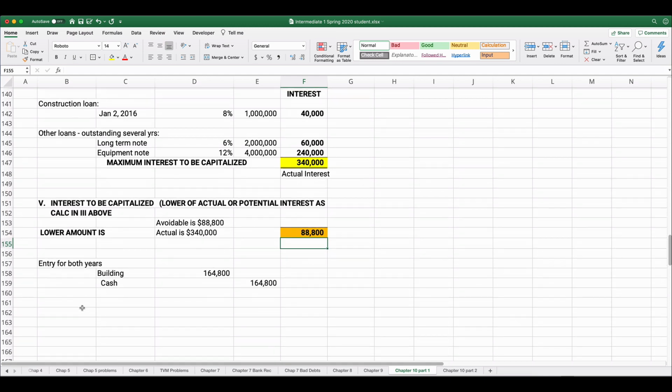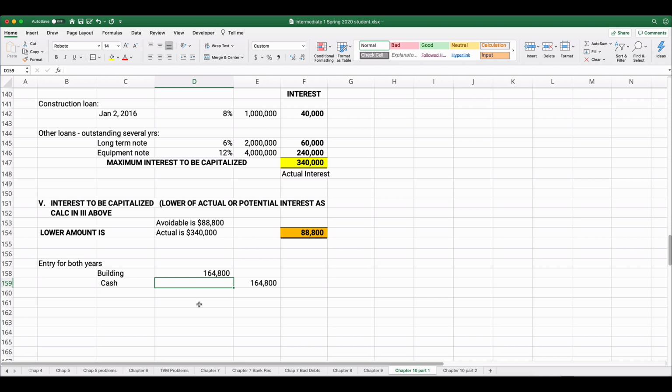So the point of all this, and we generally work the problem without showing an entry. Instead of having interest expense and cash, we're going to take the 76,000 plus the 88,800, and we debit building for 164,800, and credit cash for 164,800. This is interest expense that is not expensed. It's capitalized as a cost of self-financing a building for 18 months.